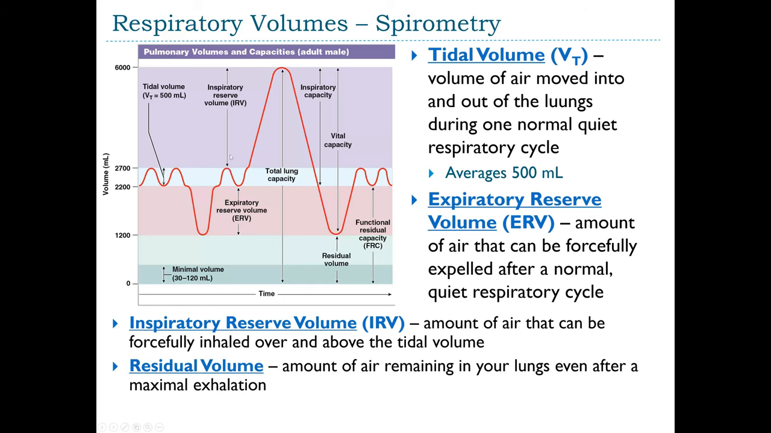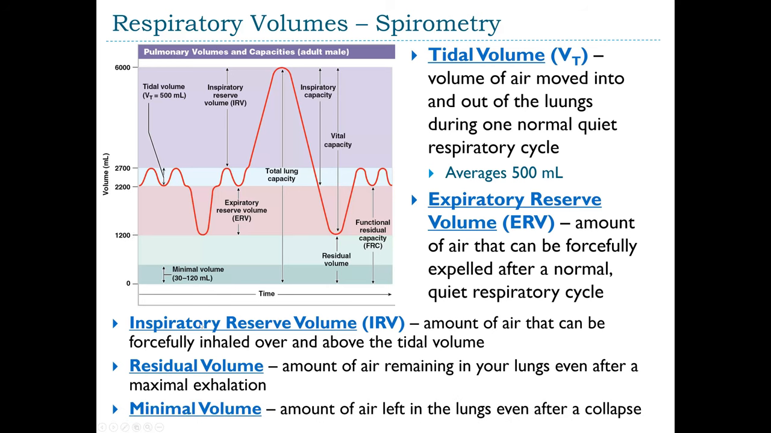The residual volume is how much air is remaining in your lungs even after you have maximally exhaled as much air as you can. So even after a forceful exhalation, there is still going to be air trapped in all of those bronchioles and all of those little alveolar ducts and sacs, and so you can never exhale all of the air out of your lungs. And so the residual volume is shown on the graph from the bottommost valley to the bottom of the graph. So in this particular individual, their residual volume would be 1,200 milliliters, which is 1.2 liters.